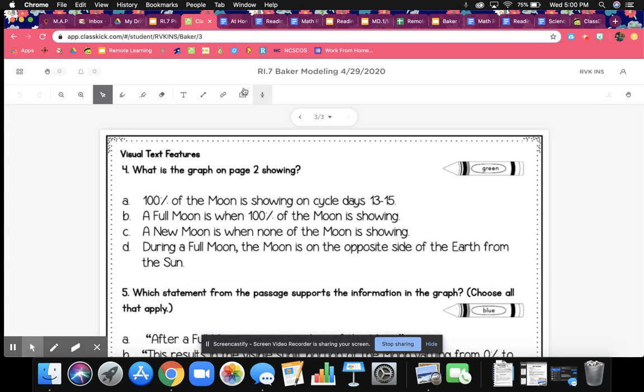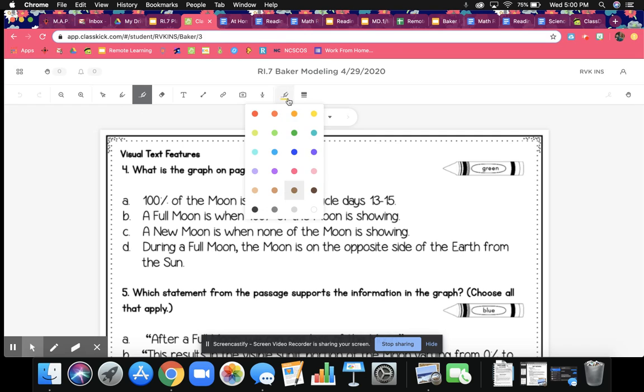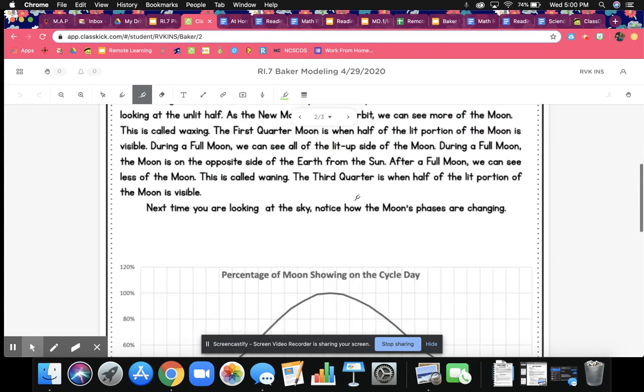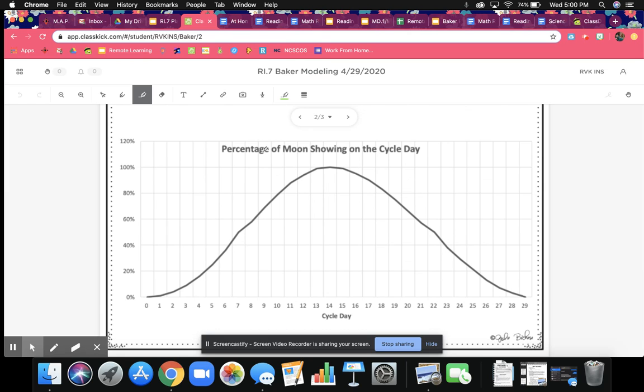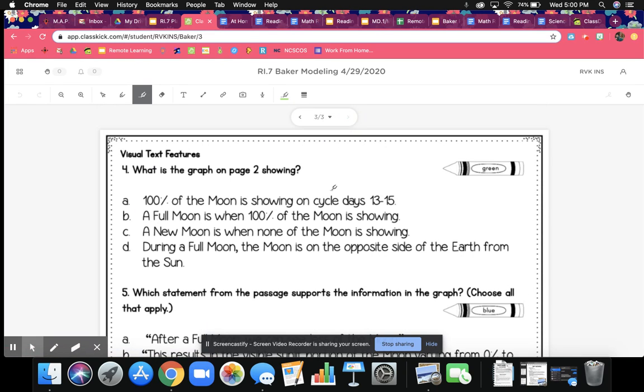Okay, so number 4, we're going to get our green. So here we go. We got a green highlighter. And we're going to the graph on page 2. What is it showing on page 2? So go to page 2, this graph. Now, remember, at the top of a graph, you're going to have a title, and that's going to tell you exactly what this graph is showing. So this graph is showing the percentage of moon showing on the cycle day. So the percentage of the moon showing on cycle days. So it's not just going to tell you that, but we know that's what it's talking about.